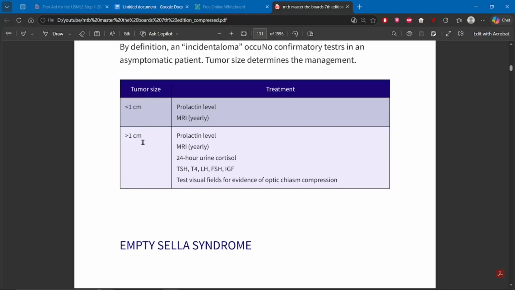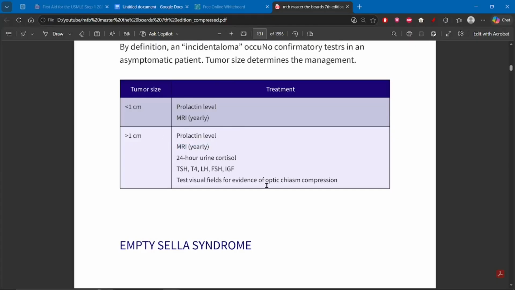And if the tumor size is more than 1 centimeter, then we would do a 24-hour urine cortisol. We will check the thyroid levels. Basically, we'll check all of the hormones of the anterior pituitary. We would also check for any defects in the visual fields so that we could rule out any optic chiasm compression. And we would also carry out yearly MRIs and prolactin levels.